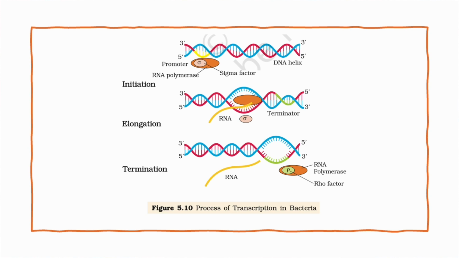Under the process of transcription, the diagram of transcription in prokaryotes, in bacteria, is an important diagram which explains initiation, elongation, and termination, and the importance of sigma factor and rho factor.